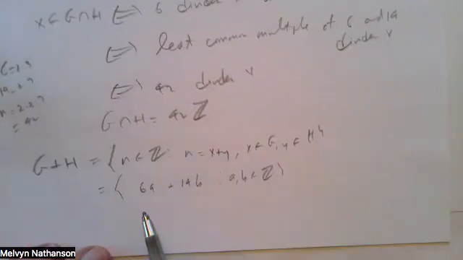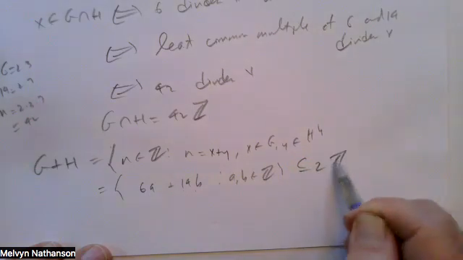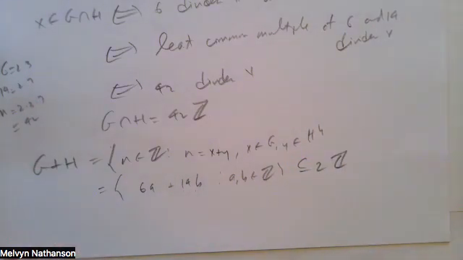So if you look at all possible integers of the form 6a plus 14b, that's what G plus H is. Now you'll notice every one of these is even. So this is contained in the set of even integers.